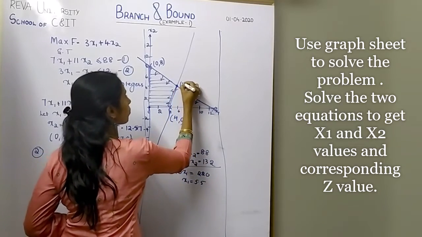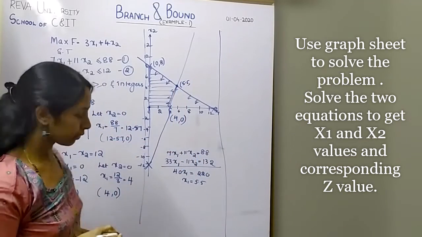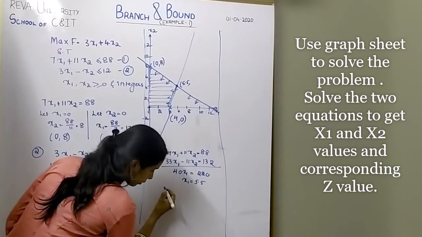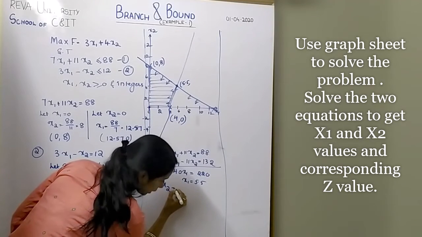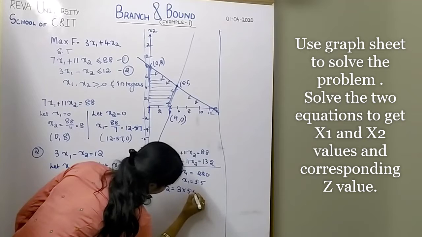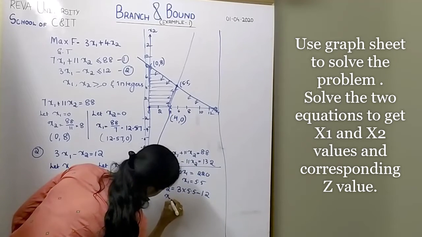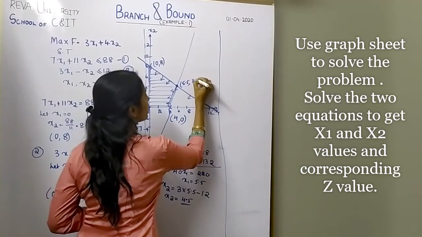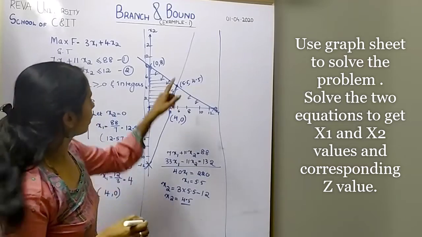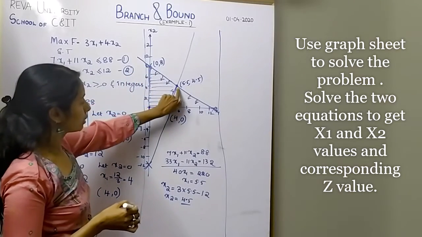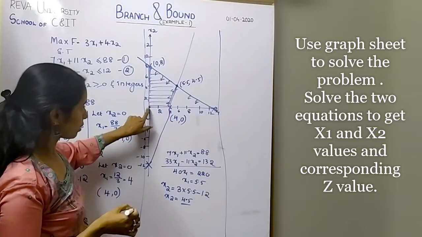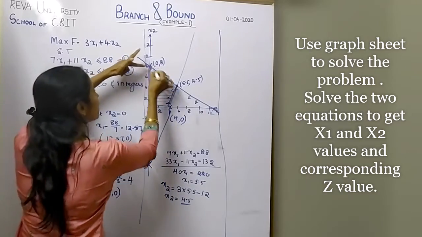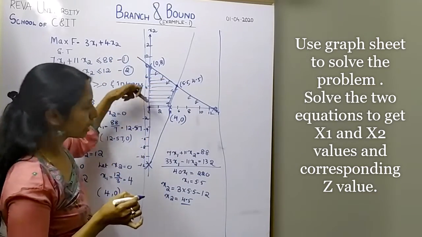So this point represents 5.5. Then substitute this into any one of the equations. You will get x2 is equal to 3 into 5.5 minus 12, so x2 equal to 4.5. So one more point here is 4.5. This is one intersection, and it says that your value may reside within this region.